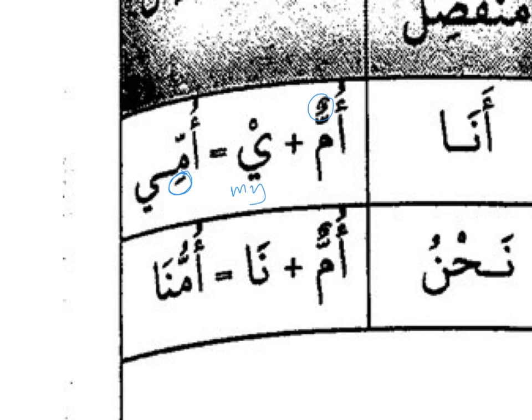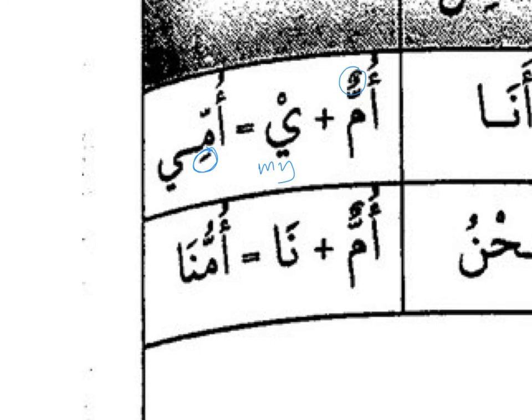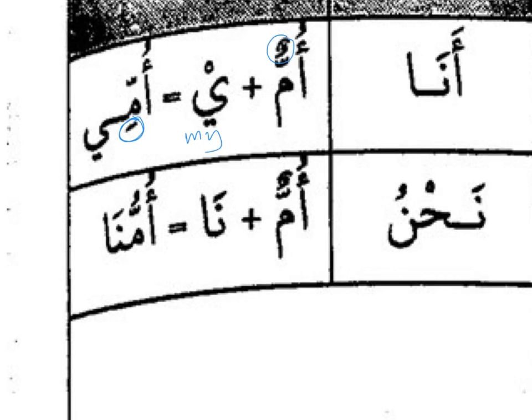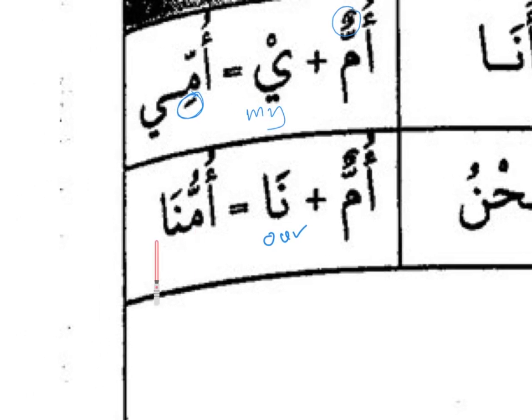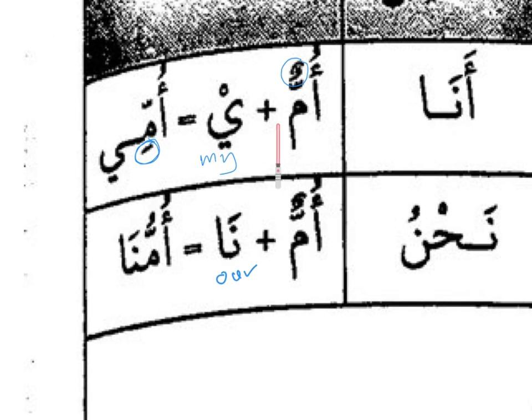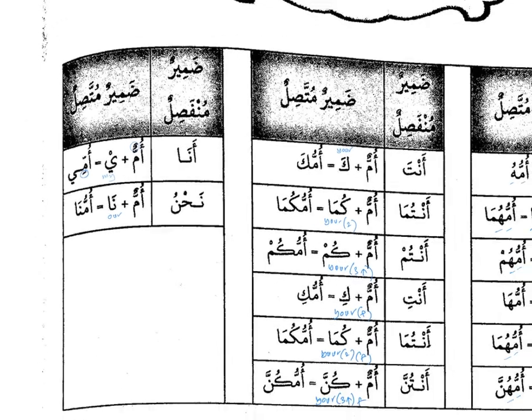Of course ana can be used for male and female, therefore the ya here can also be used for both genders. And finally the word nahnu, which means we. If you want to say our, what is the word? The word is na. So ummu plus na becomes ummuna. To say my, you add ya, it becomes ummi, and to say our, you add na, ummuna. So this is the list of the dhamair muttasila.